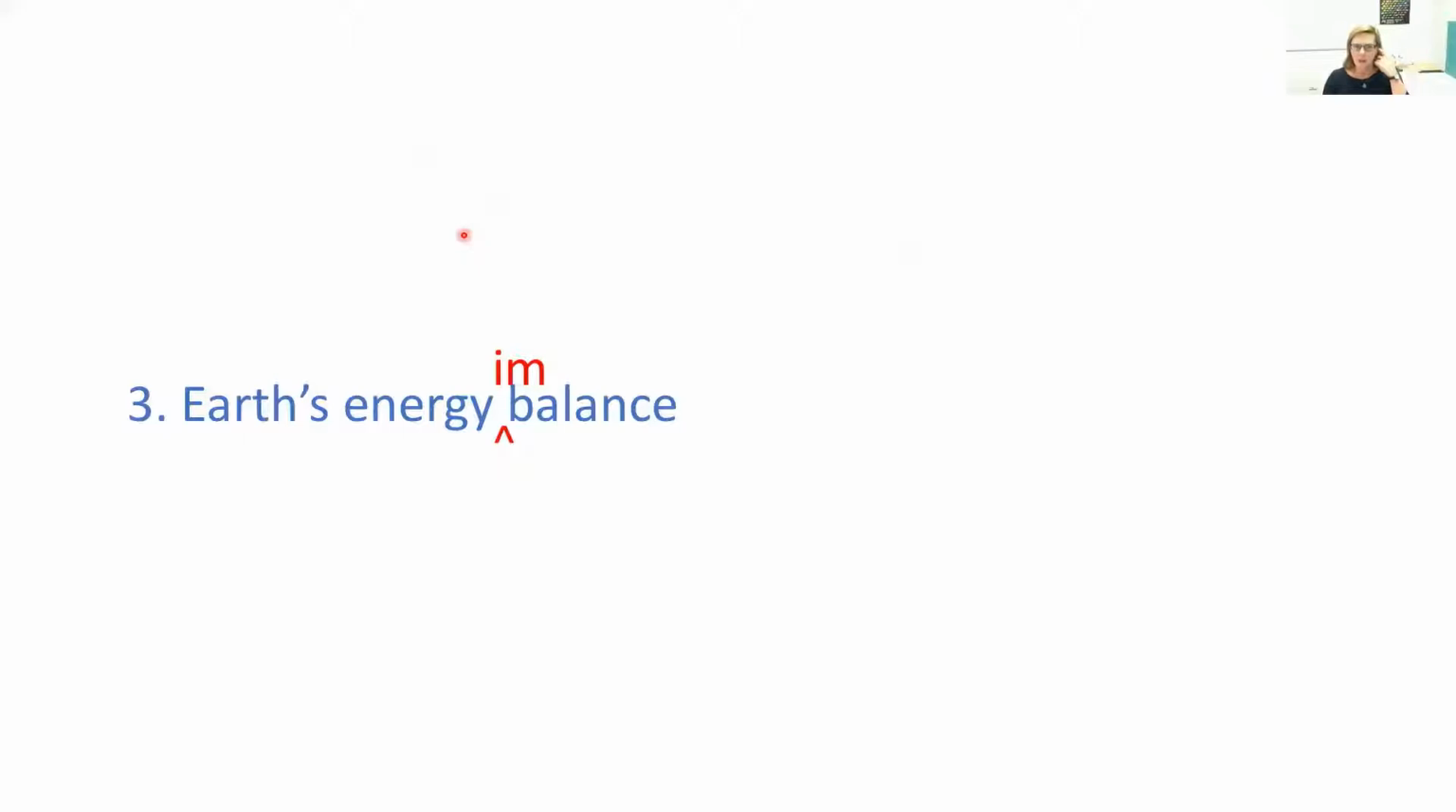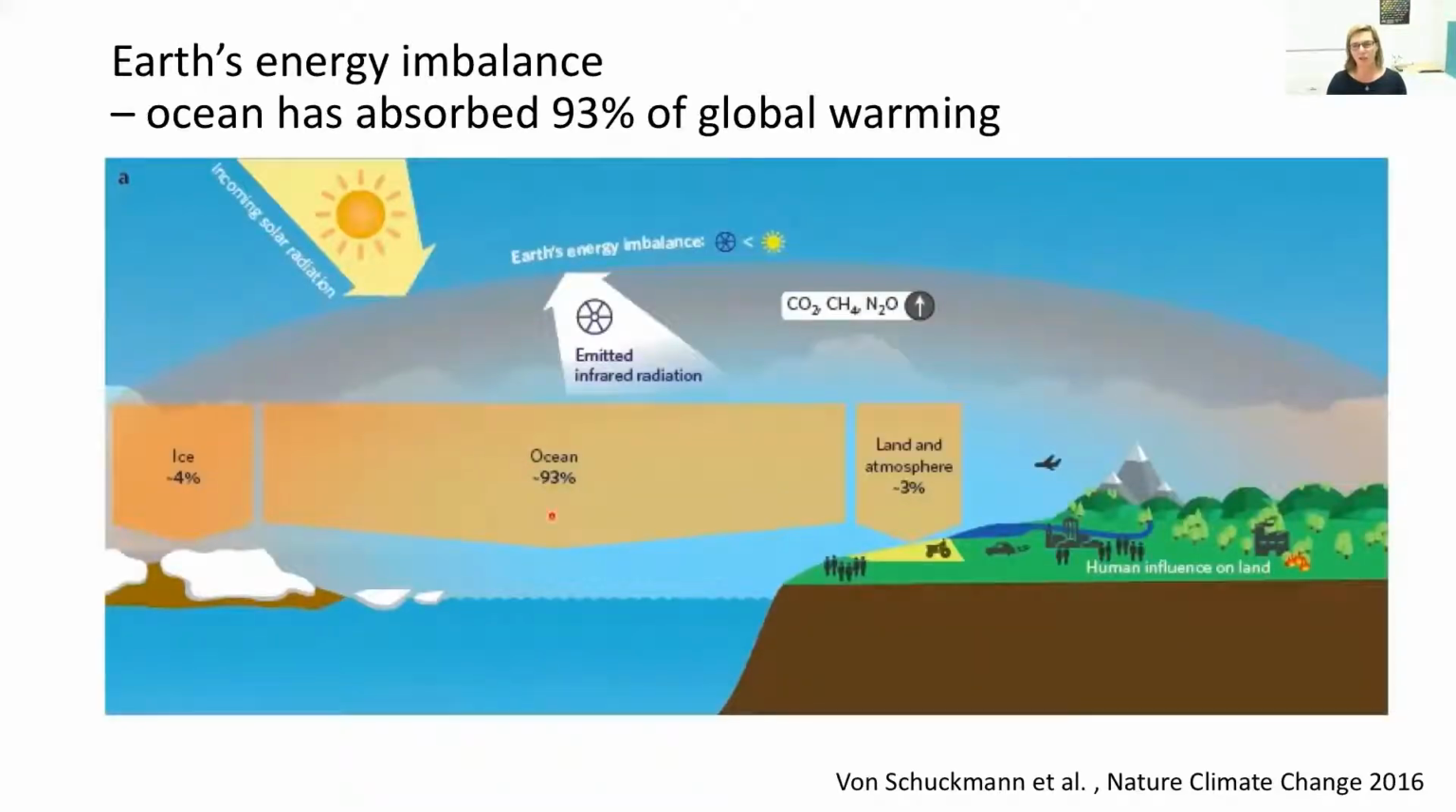So I'll briefly touch on the Earth's energy imbalance, and that's beautifully illustrated in this figure from a recent paper, which talks about how the incoming solar radiation is now greater than the amount of radiation that's emitted back to space. So the outgoing radiation is smaller than the incoming radiation, and that's because the greenhouse gases in the atmosphere have been increasing in concentration due to human activities.